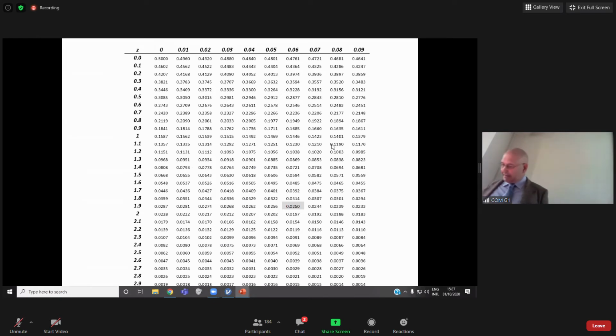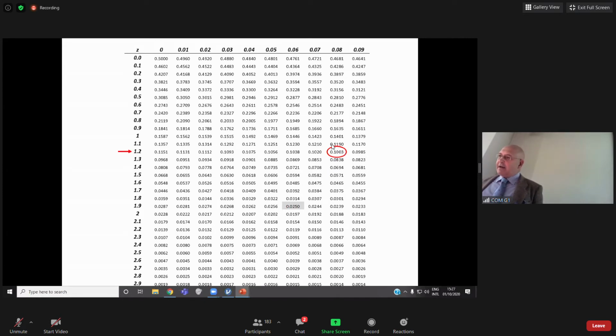0.1. Yes, okay. So what we want to do, because the values in the body of the table are areas, percentages, proportions, probabilities, all the same thing, is find 0.1 here. So where is it? Somewhere here. This is the closest one, 0.1003. So it's not exact, but it's close enough for us. It's to within 3 decimal places.